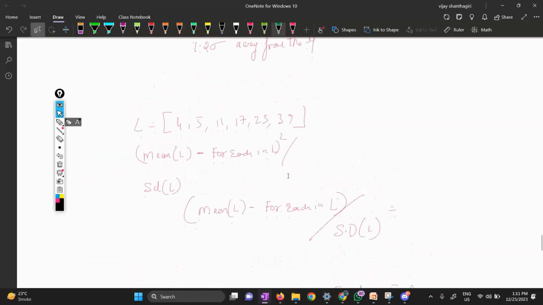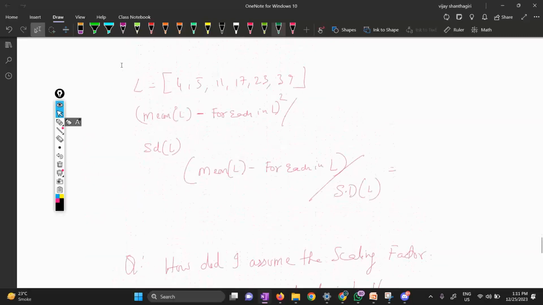So that is fine. Here I'm trying mean of L, for each in L, divided by SD. I think you can write a nice lambda expression for this. Easily it can be written. If not, I'll send you that.